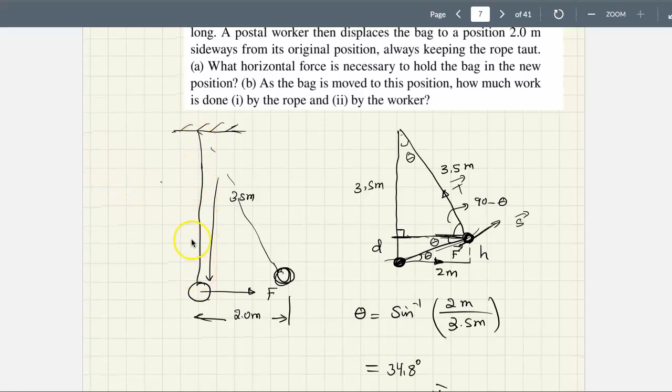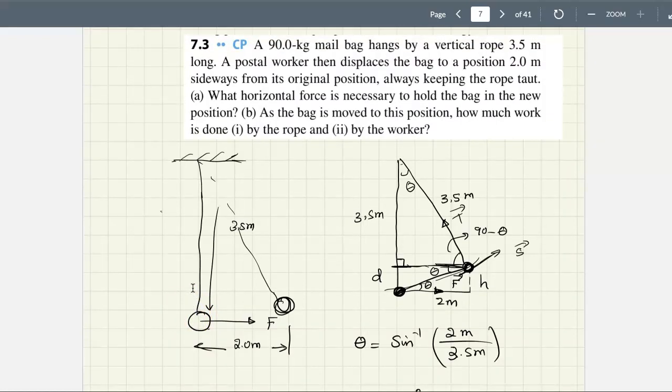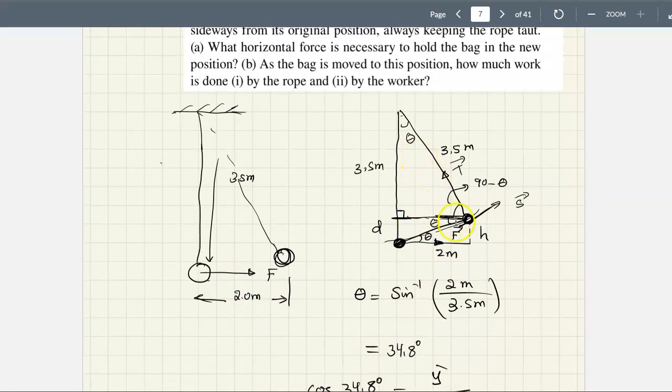Now, this is the situation. This is the mail bag. It is attached to the string, and that length is 3.5. It was moved a horizontal distance that is 2. Here is the diagram that is going to show us the relation between the distances. That whole thing is 3.5, and it was moved 2 meters here.